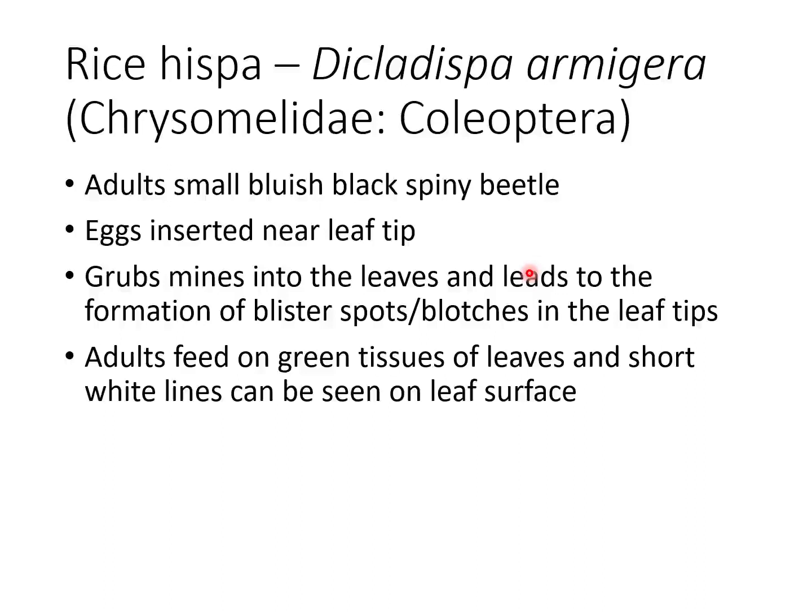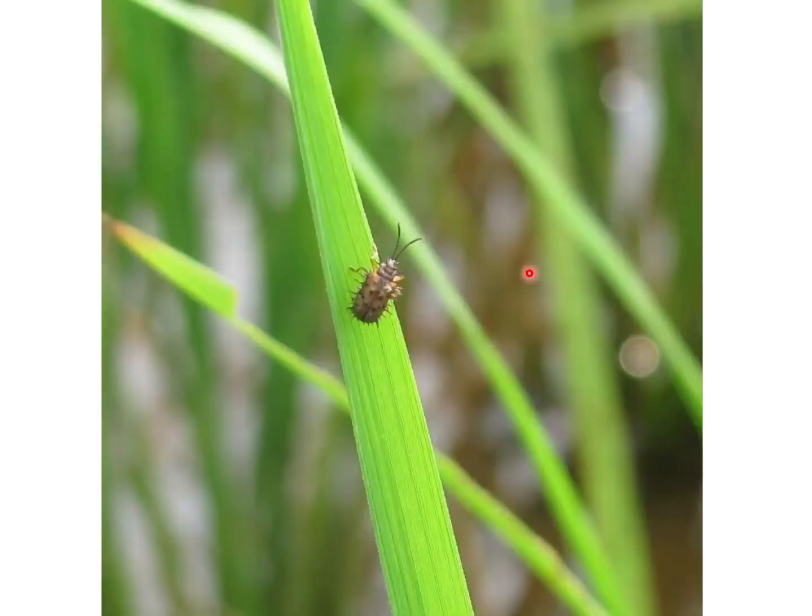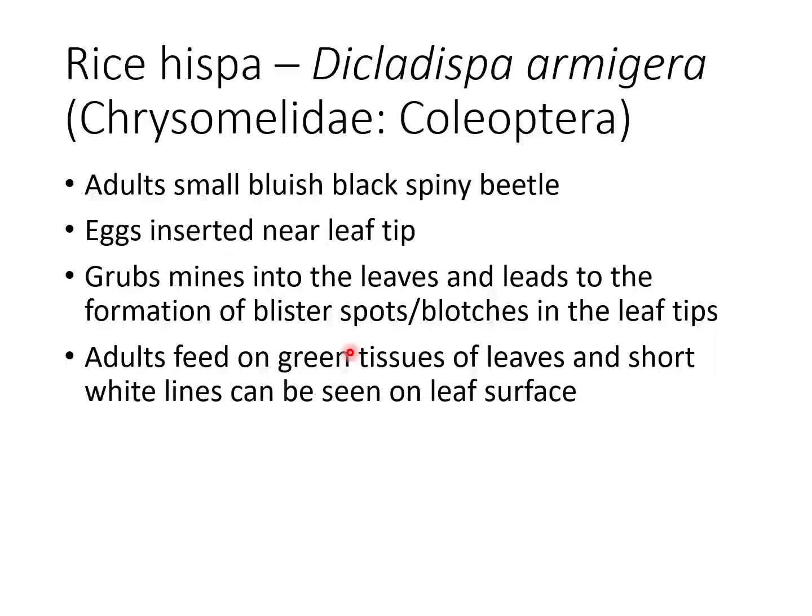It belongs to the family Chrysomelidae, the leaf beetle family of order Coleoptera, and this is a small beetle with spiny growth on its body, just like a porcupine. Farmers usually call it mullanvandu, just like we call porcupines mullanpanni. This is because of the spiny outgrowth on the body. It is small, bluish black in color, and the adults lay eggs near the leaf tip.